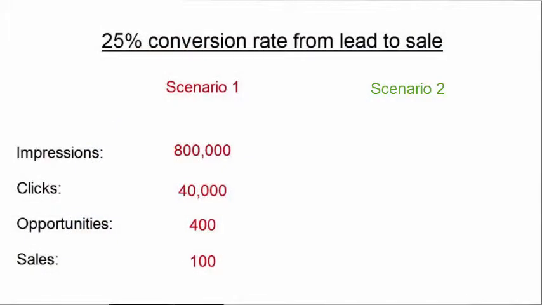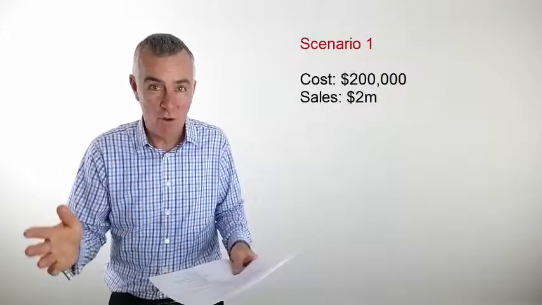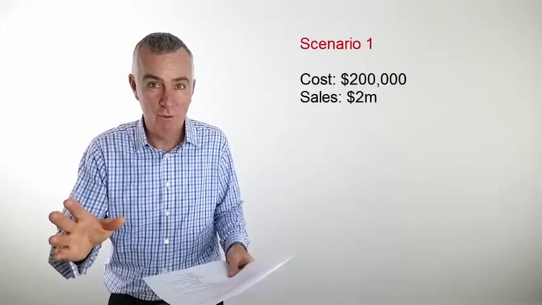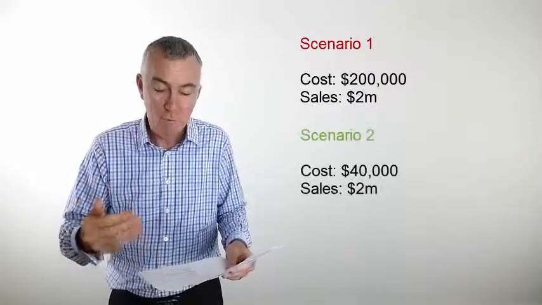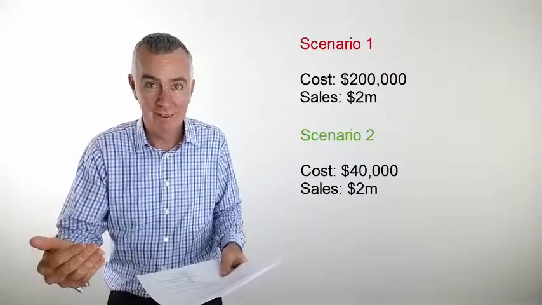Here's how it would play out. We still need 800,000 impressions, same number. But it generates only 8,000 clicks because we've got a 1% click-through rate. Those 8,000 clicks generate 400 opportunities, same number as before, but give us 100 sales, same number as before. Big difference, because the ads have still cost us $5 per click-through, but it's only cost us $40,000 in that scenario because we're paying for each click.